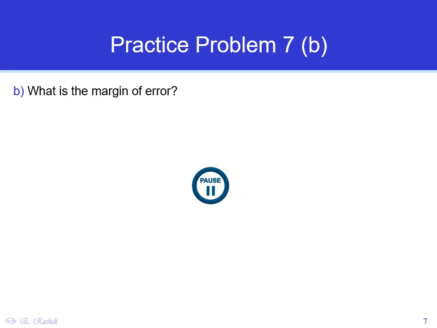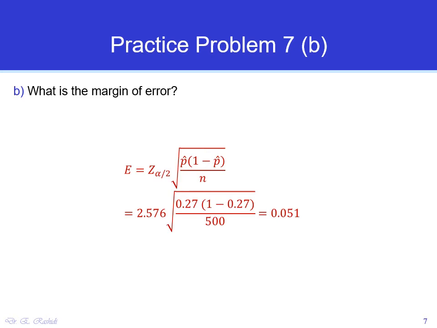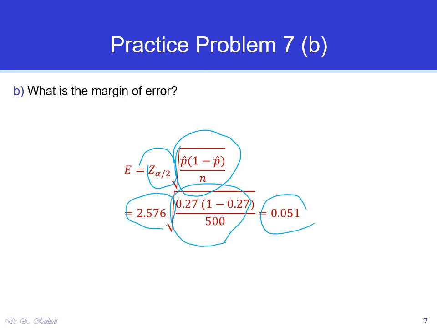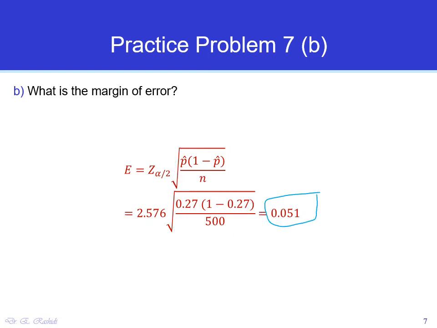All right, let's see the solution. The margin of error is the critical value z of alpha over 2 multiplied by the standard error. In our problem, that's 2.576 multiplied by this value, which is 0.051. So the margin of error is about 5%. This is half of the width of a confidence interval, from the point estimate either to the right, the upper level, or to the lower level.